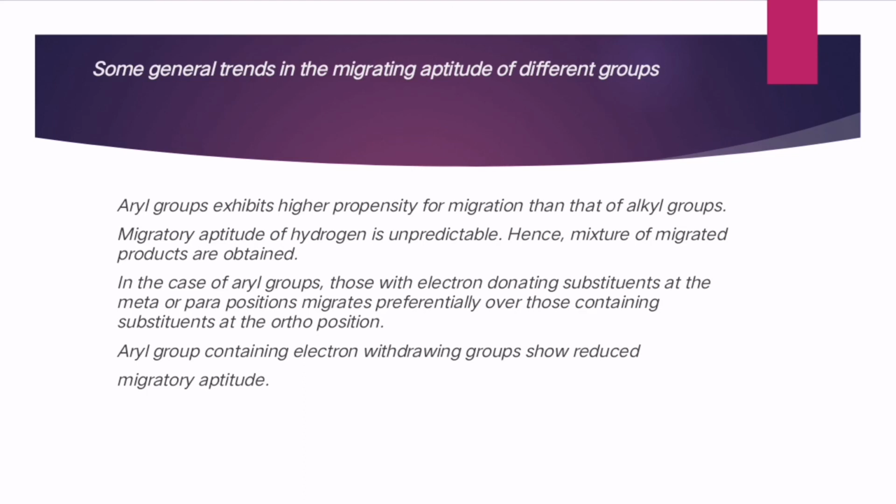Migratory aptitude of hydrogen is unpredictable since a mixture of migrated products is obtained. In the case of aryl groups, those with an electron donating substituent at the meta or para position migrate preferentially over those containing a substituent at the ortho position. Aryl groups containing electron withdrawing groups show reduced migratory aptitude. So that's the migratory aptitude.